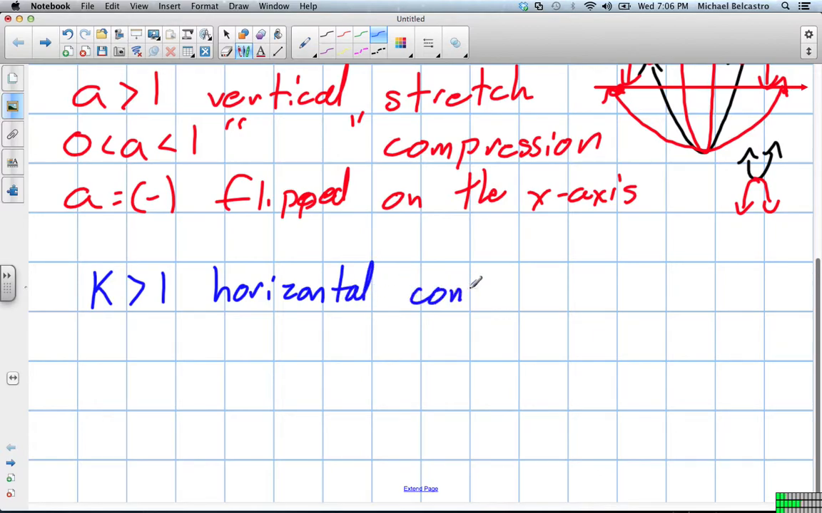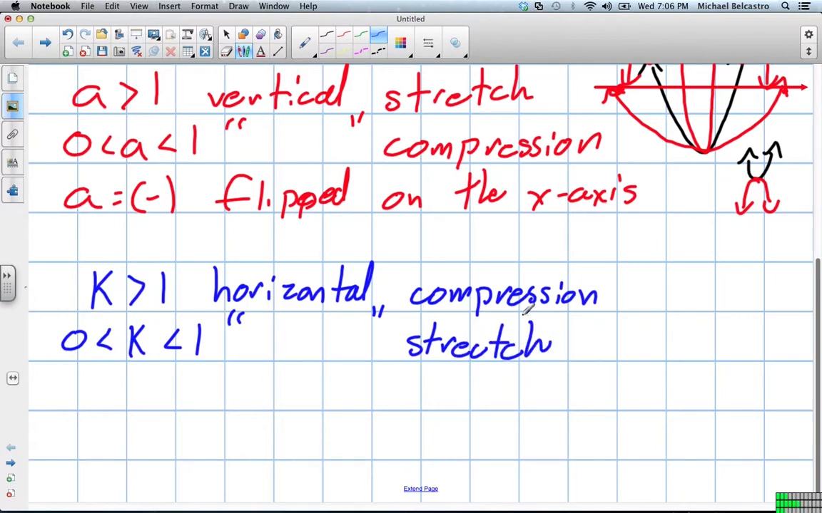Okay, so our rules for K: if K is greater than 1, it's actually a horizontal compression. Essentially it's the opposite of what our A is, and I'll show you what I mean by that. If K is between 1 and 0, it's a horizontal stretch, which is the exact opposite of what we just said for our A value, if you notice, right? We said when A is greater than 1, it's a vertical stretch. Well, here when K is greater than 1, it's a horizontal compression, different type of term, okay?